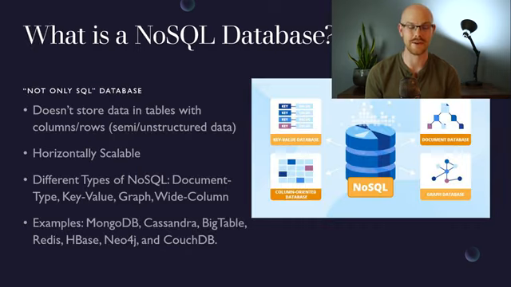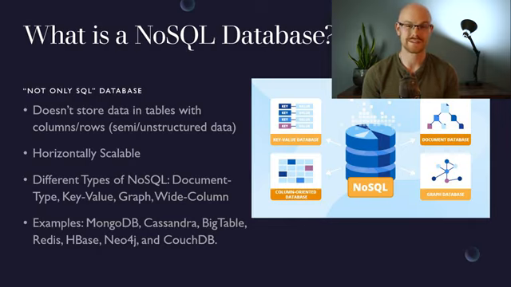So now let's look at NoSQL, which is kind of a short version for saying not only SQL. It can still hold relational data, but it doesn't store it in a table with columns and rows like a relational database does. It also can store completely unstructured or semi-structured data, which a relational database cannot do.